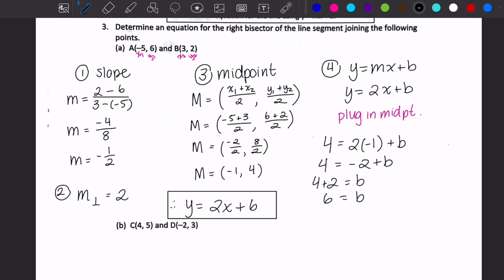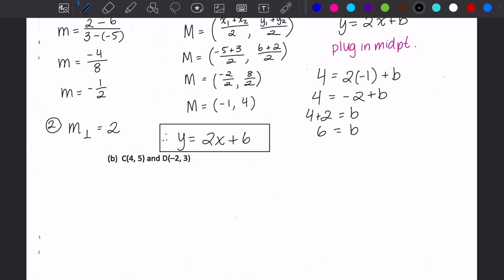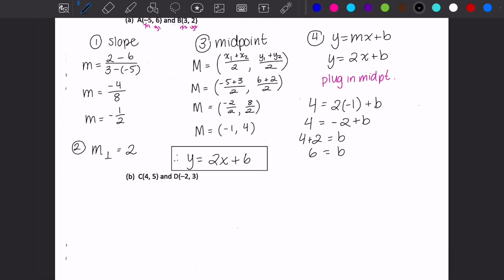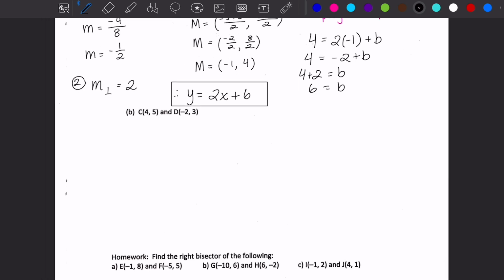Anything else? So I would like you to try B. You're going to do these same 4 steps for these 2 coordinate points. You will get whole numbers for both m and b. So if you get decimals, try again. Try it, see what you get, and then for the rest of class I want you to work on these problems, and I will give you your tests and grades back.